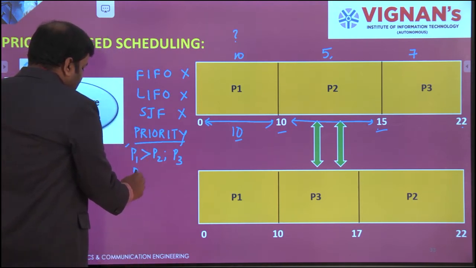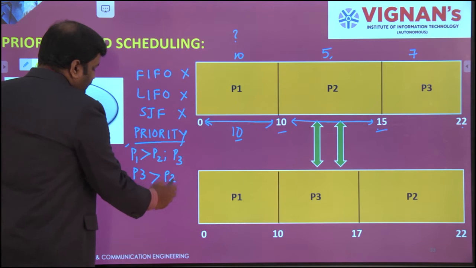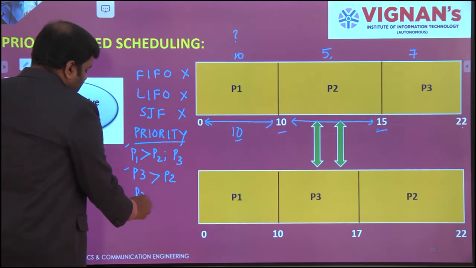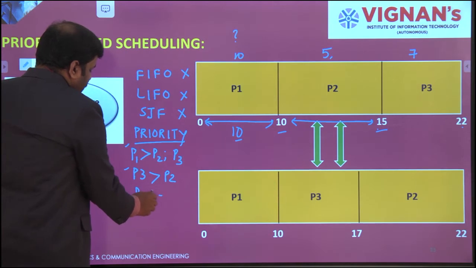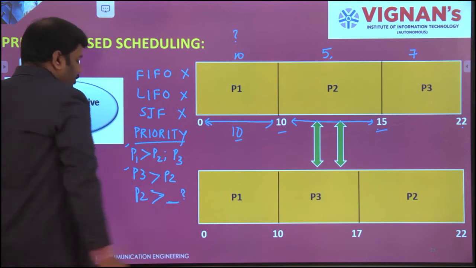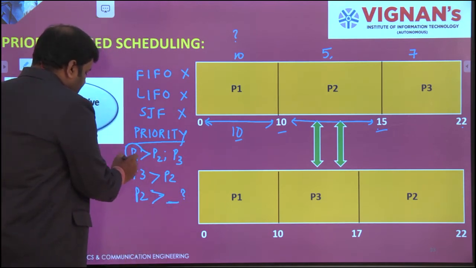And next, P1 is completed now, so remaining are P2 and P3. Then P3 has more priority than P2. First P1 will come, next P3 will come, and next P2. But there is nothing to compare whether it has to go or not. So if it is so, P1 has to execute first.